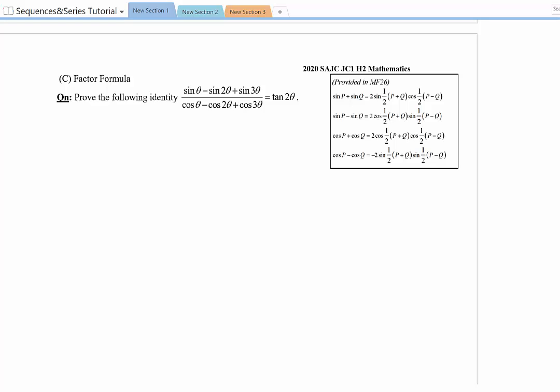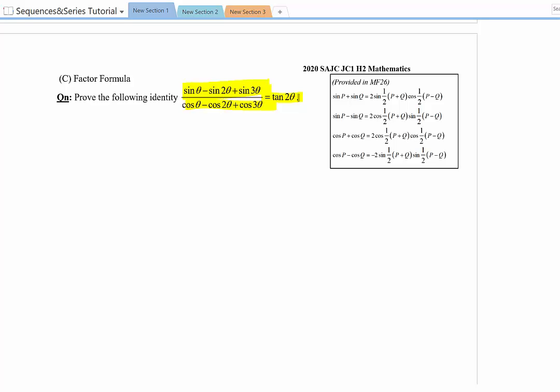We are now on question C of O-Level Recap under Tutorial 2. This question wants us to prove the identity, where on the left-hand side it is a rather complex expression, and on the right-hand side it is simply tangent theta. If we were to see this in our exams, how would we approach this question?